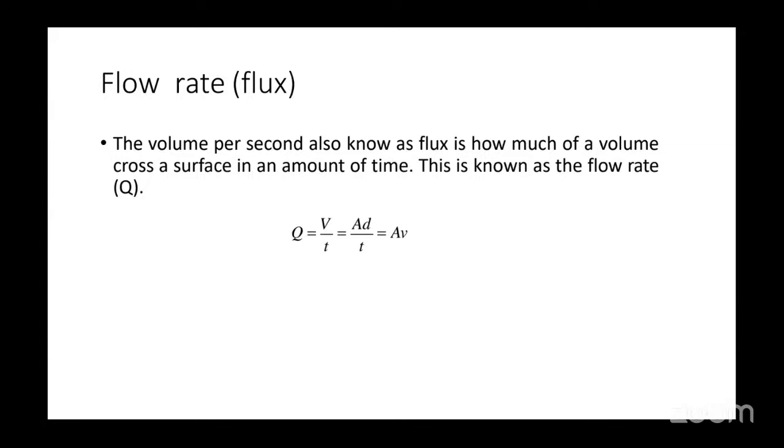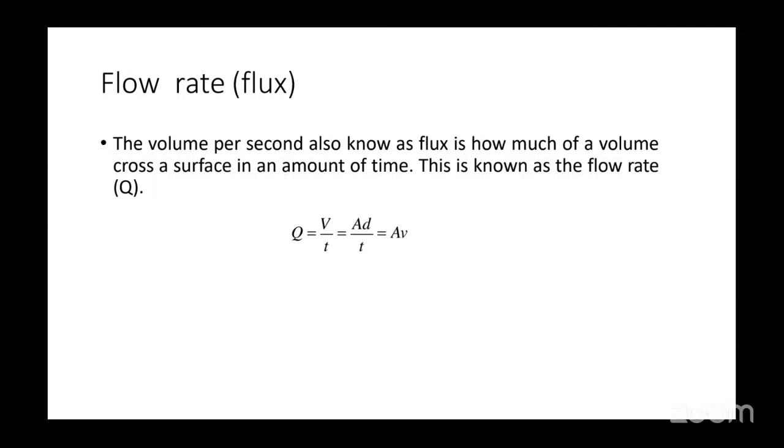So our volume can be rewritten as AD over T. Now, in kinematics, we know that D over T, which is distance over time, gives us speed. So if we replace D over T with speed, we'll have AV. The symbol for speed is V, as well as the symbol for velocity is V.